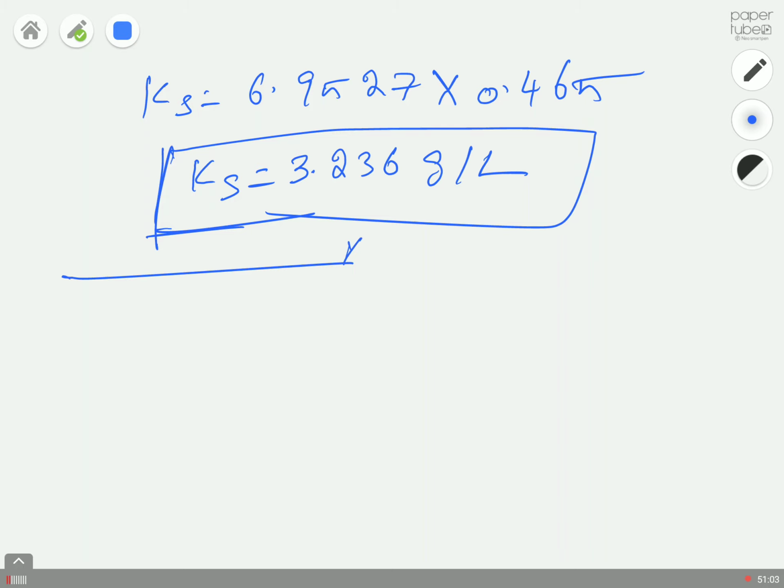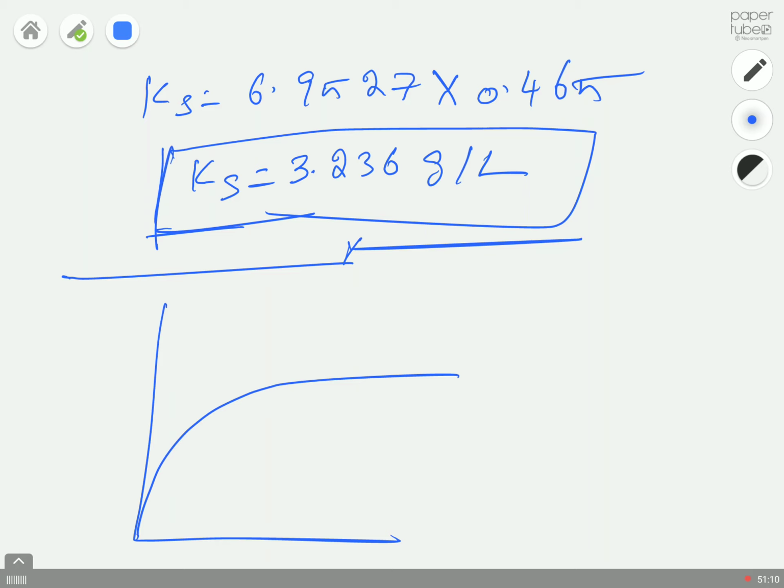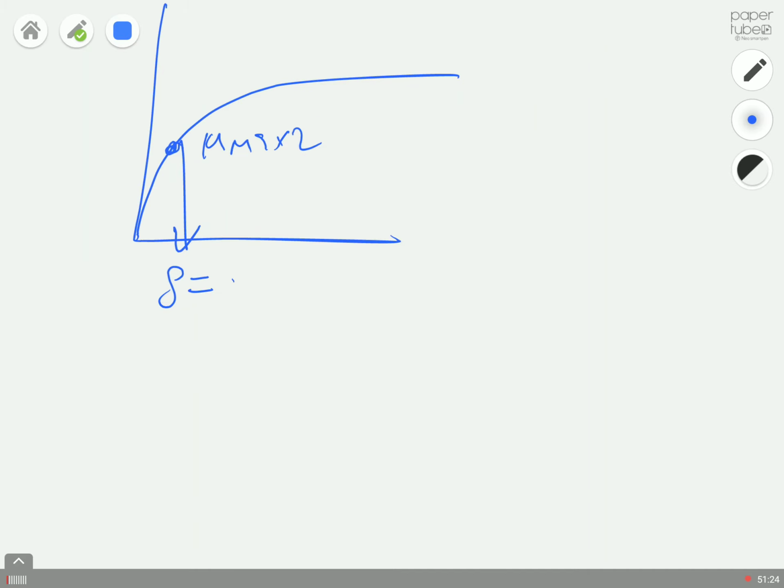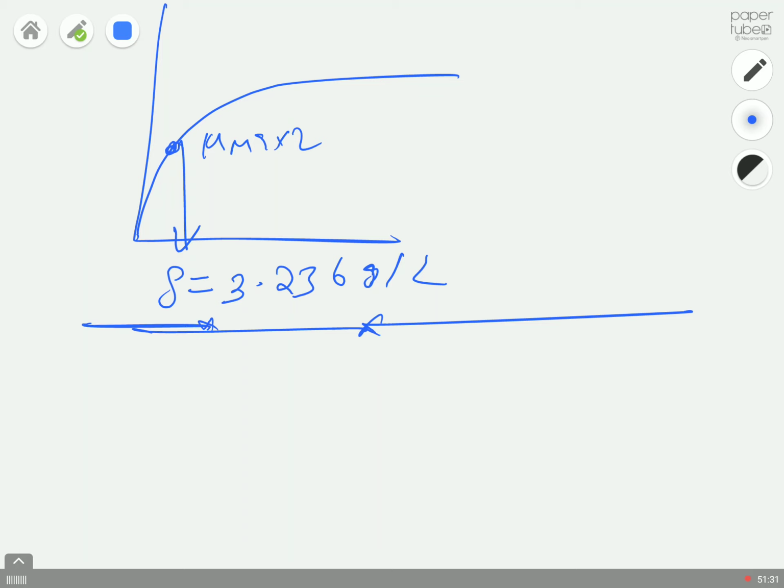So I think you solved the whole problem. So what is this number like? It says, for this particular system, glucose and whatever the microorganism, your specific growth rate will reach half of its maximum value when your substrate concentration is equal to 3.236 grams per liter. So that's the whole meaning of this one, yeah.